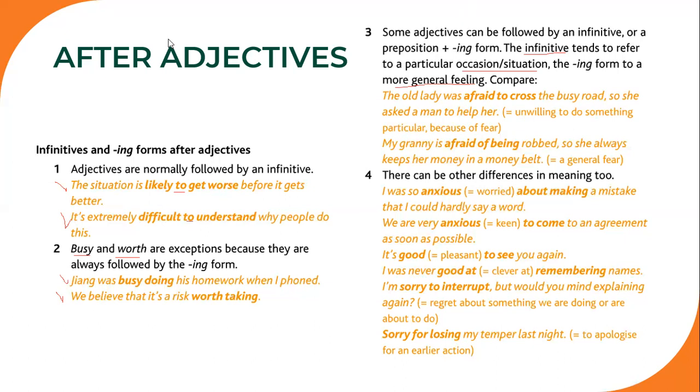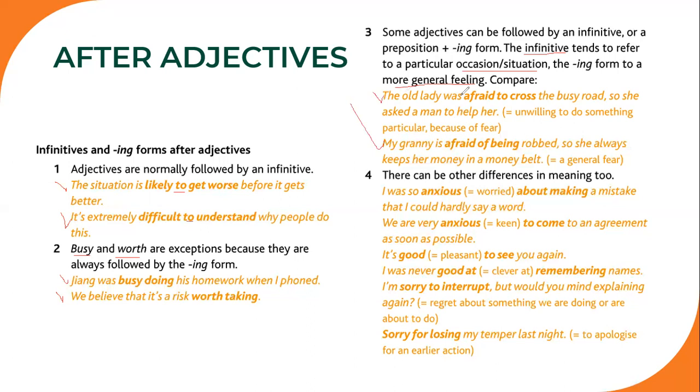Let's compare the two examples. Lisette Tarazona, can you read the examples here? The old lady was afraid to cross the busy road, so she asked a man to help her, unwilling to do something particular because of fear. And the next example: my granny is afraid of being robbed, so she always keeps her money in a money belt. And that's a general fear.